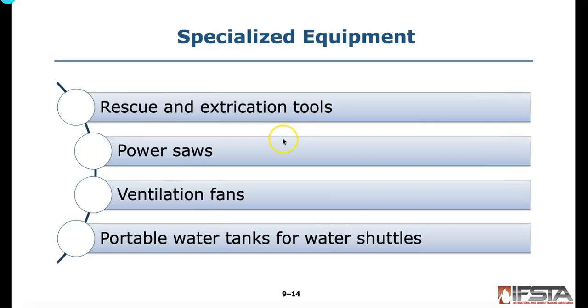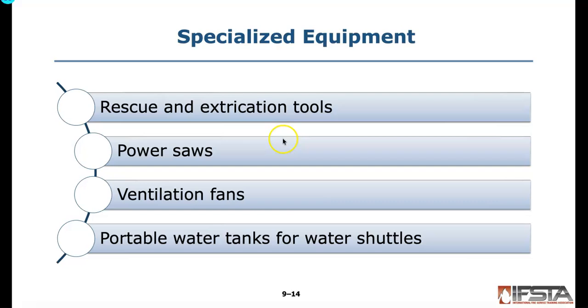Some specialized equipment, rescue and extrication tools, those we carry on our truck companies. Power saws, we do carry a rotary saw on our engine companies. Our engine companies that are assigned to strike teams, meaning they get deployed to wildland assignments, they'll have chainsaws as well. Ventilation fans, some of our engine companies will have what we call a box fan or an electric fan, but it does need a source of electricity in order to start it up.